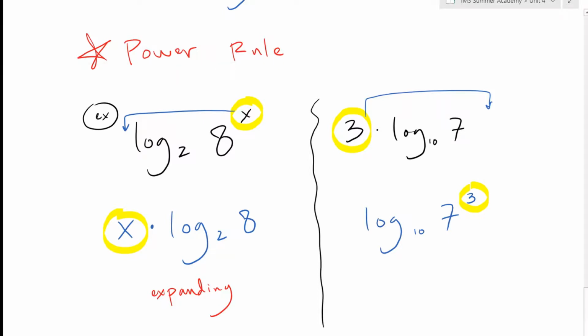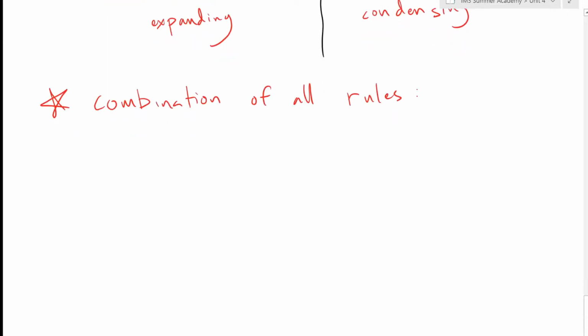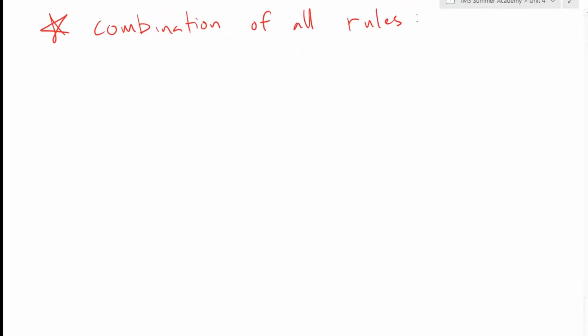Now that second one is usually when we are condensing problems. So the exponent is allowed to move depending on where it is. We're going to see more of how our problems will look, a combination of everything. So combo problems. A combination of all rules. There'll be adding, subtracting, multiplying, dividing, exponents, all of it together.